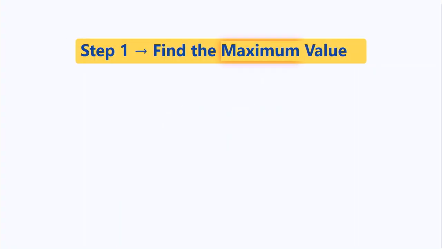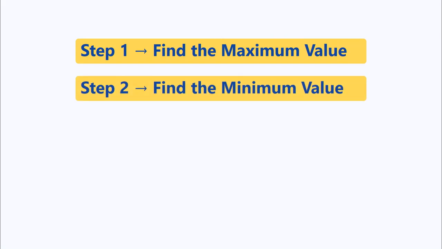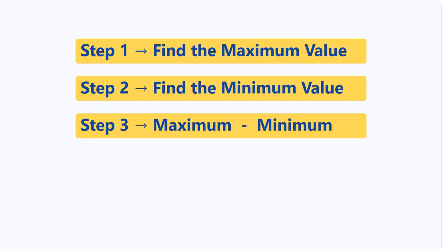The first step is to identify the largest value in the dataset. Next, we identify the smallest value in the dataset. Finally, we find the difference by subtracting the smallest from the largest.